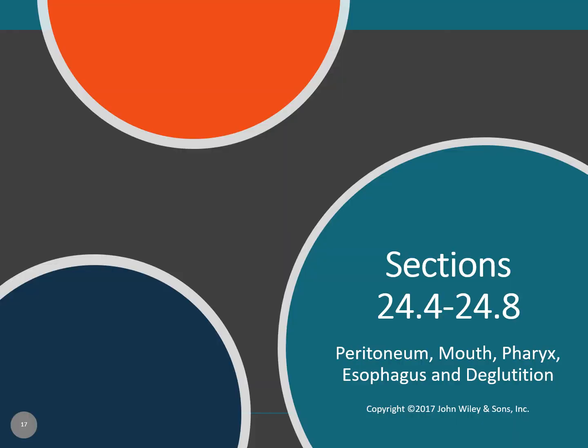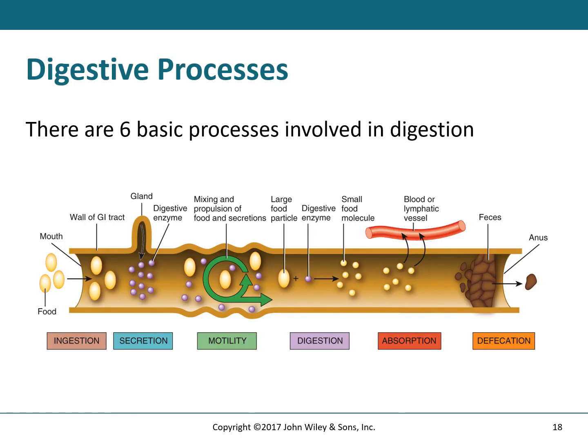Moving on to sections 24.4 through 8. This is actually going to be a quick overview. A lot of the rest of the stuff is covered in your reading guide, but we're just going to do this pretty quickly. I want you to understand that there are 6 basic processes involved in digestion. Ingestion, to begin with, is basically just putting the food in the mouth and then swallowing it.